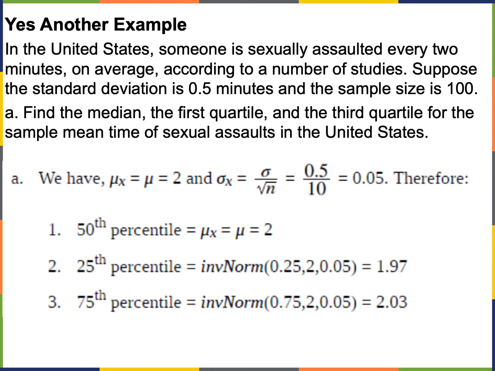And then finally your 75th percentile or third quartile. So this is median or Q2, this is Q1, and this is Q3. Third quartile, 75%. You use inverse norm, here's the area, probability 0.75, mean of 2, and standard deviation for the sample mean is 0.05. So you have these 3 values, okay?